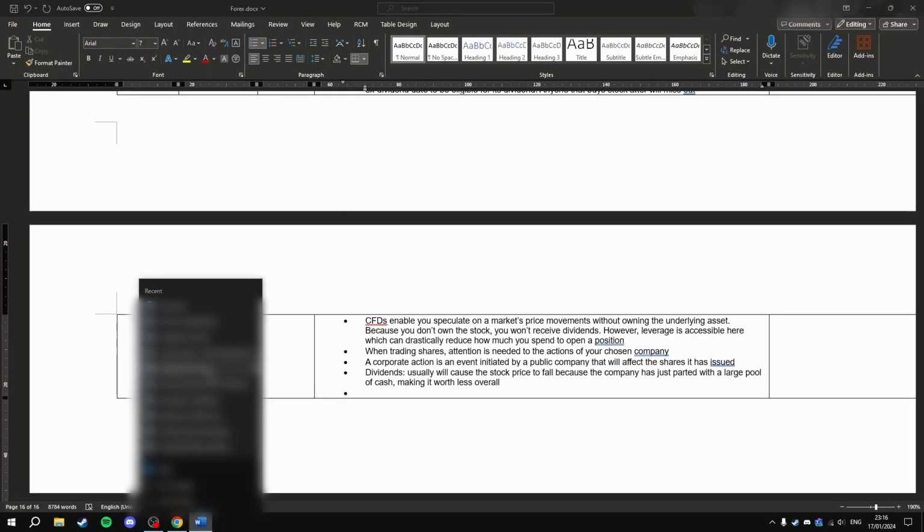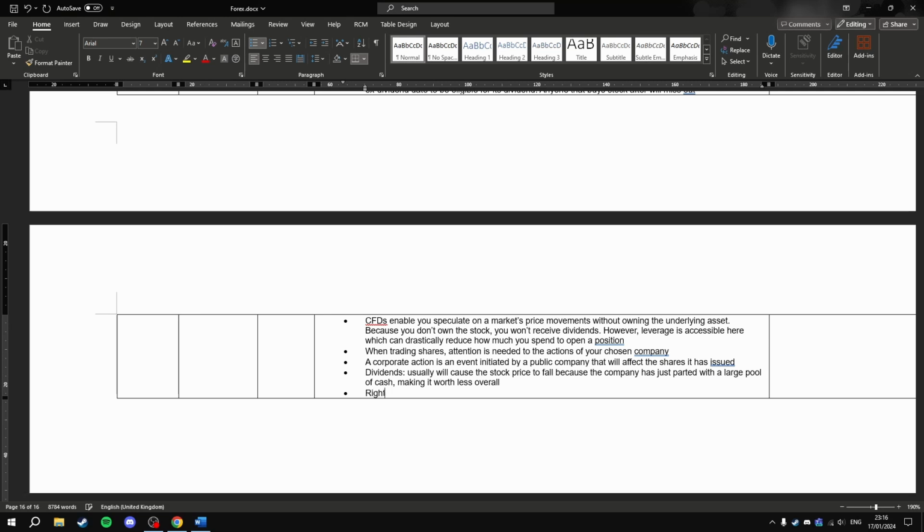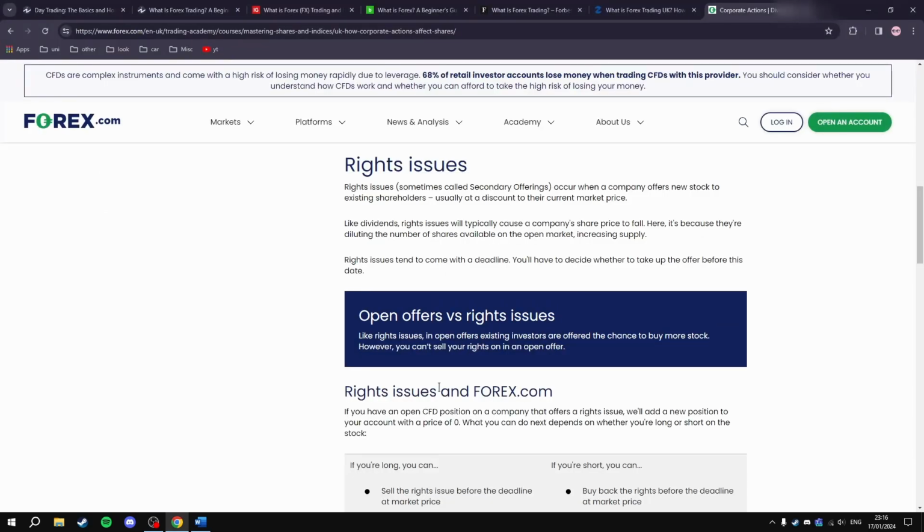Rights issues. Rights issues, sometimes called secondary offerings, occur when a company offers new stock to existing shareholders, usually at a discount to their current market price.